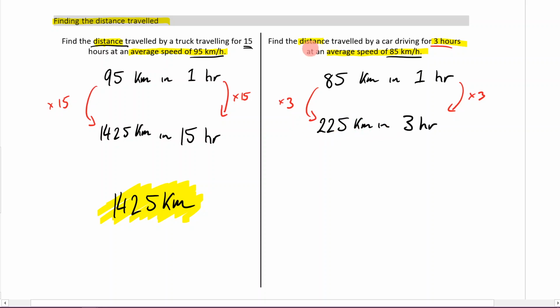Now remember, the question was after distance. So that's what we're going to give them. 225 kilometers. Perfect. So as you can see here, we used our knowledge of rates to find some distances, and the key was writing down our average speed as a sentence, and then from there doing what we had to do.